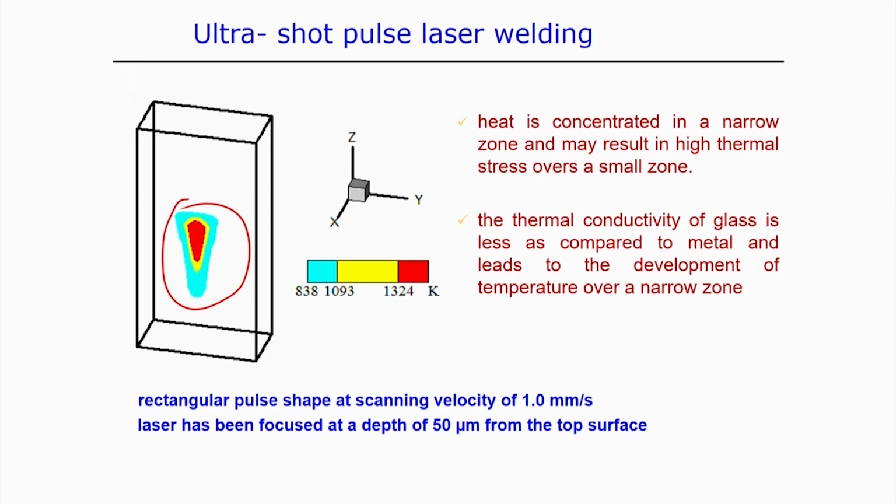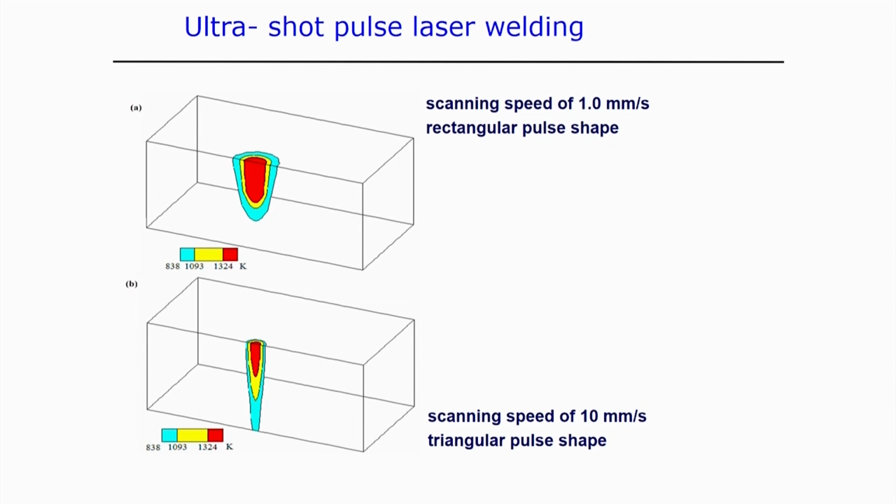So, that actually leads to the development of the temperature over a narrow zone, that is also one reason for that. And then we did some simulation at two different cases. One case is the scanning speed, that means laser moving speed, is 1 millimeter per second, but in that case we consider the rectangular shape of the pulse.